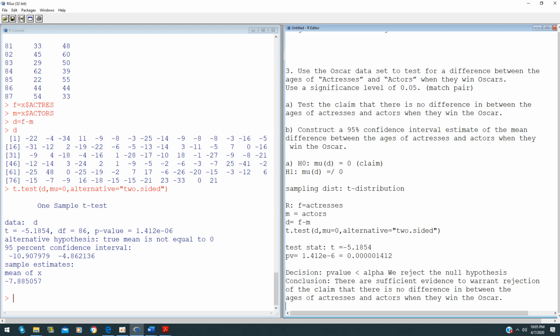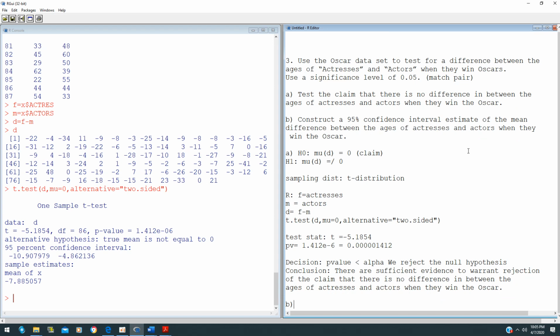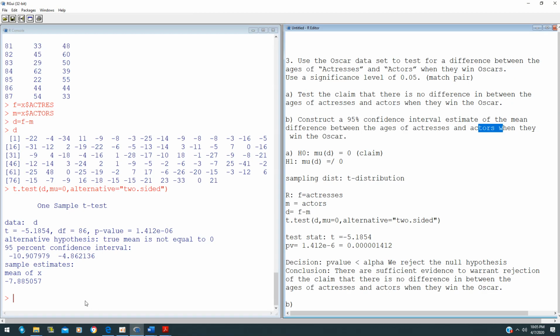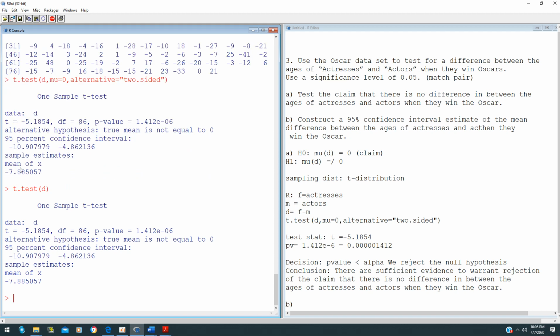Question B is asking us to perform a 95% confidence interval for the actresses and actors. In order for us to perform a 95% confidence interval, we just do the t-test D. You can ignore the conf level. You can put conf level 0.95, and as I told you earlier, if you do not put 0.95 in there, your R will default the confidence level to 0.95. So we just need to type in t-test D, very simple. This is how you get your 95% confidence interval.